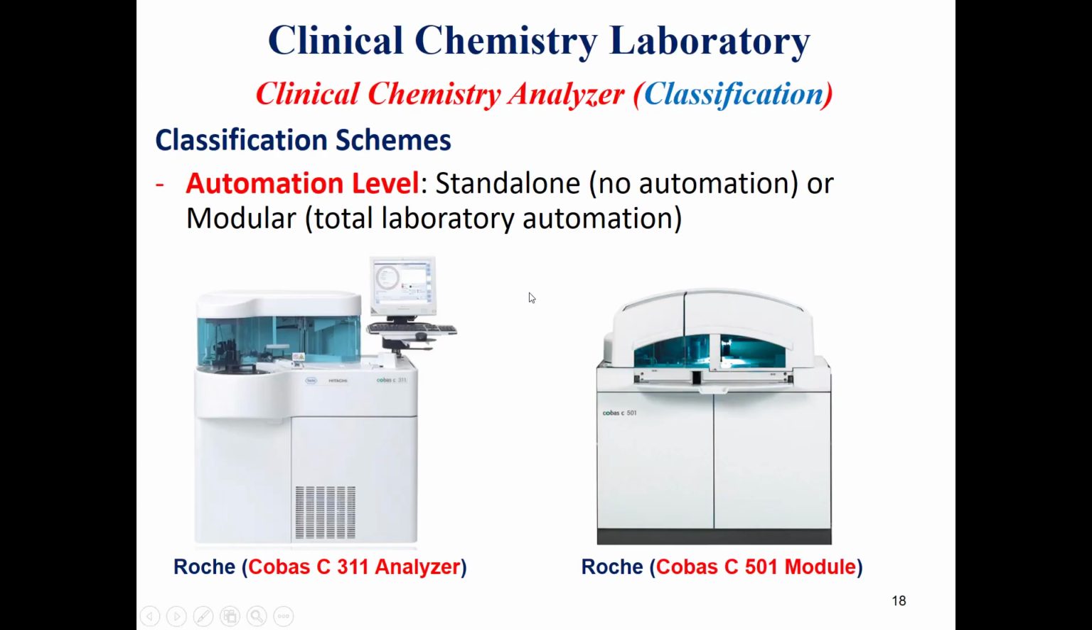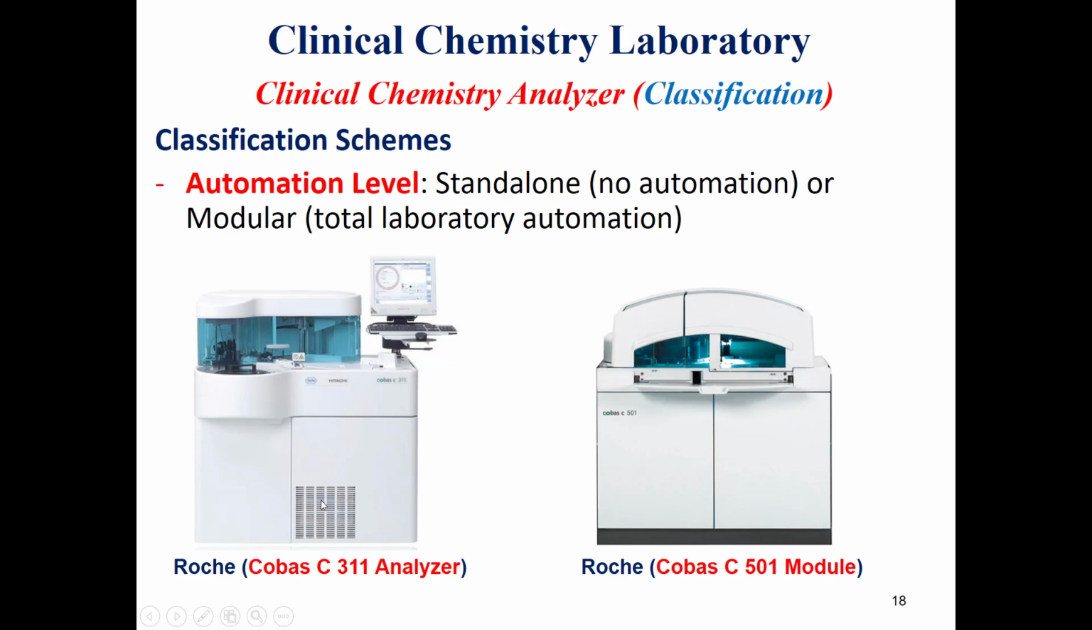Now we'll talk about the classification schemes for the clinical chemistry analyzer. We have different types of classification schemes. The first classification scheme will be the automation level, either standalone or modular type. Standalone is used where no automation is needed, whereas the modular type will be used in the case of total laboratory automation or partial laboratory automation.